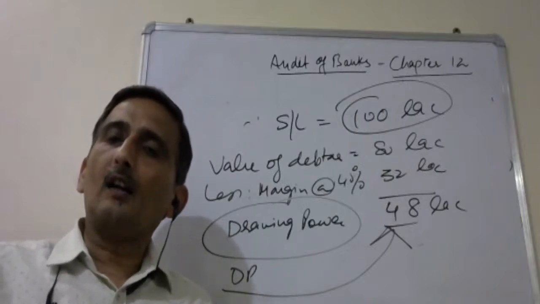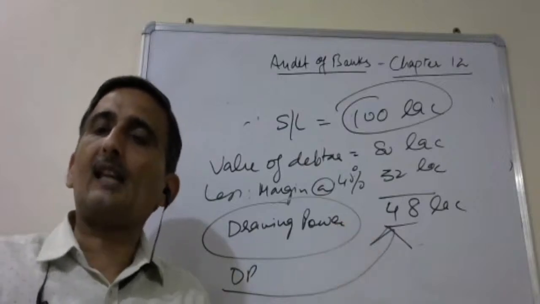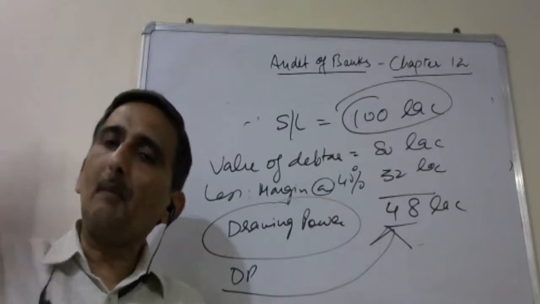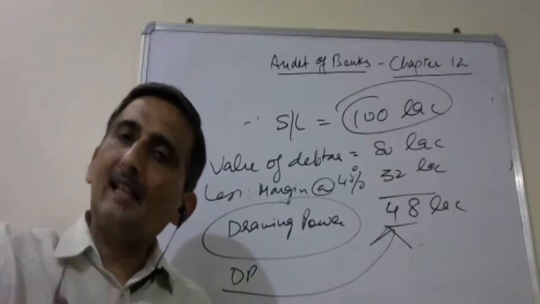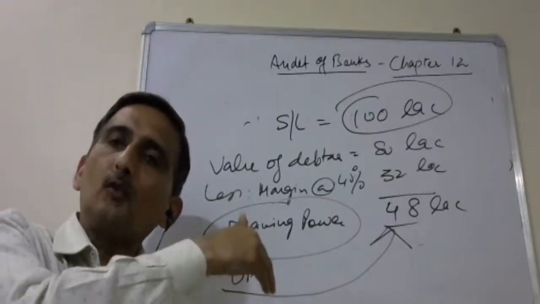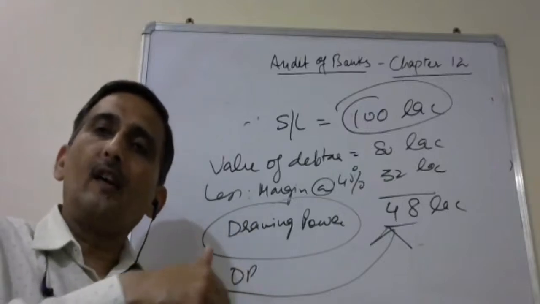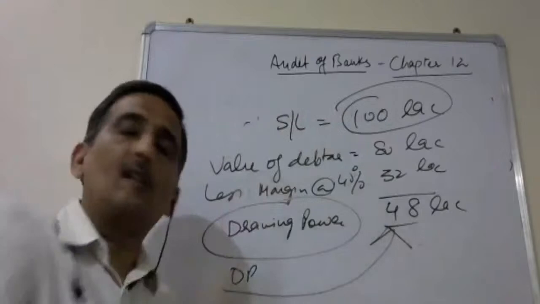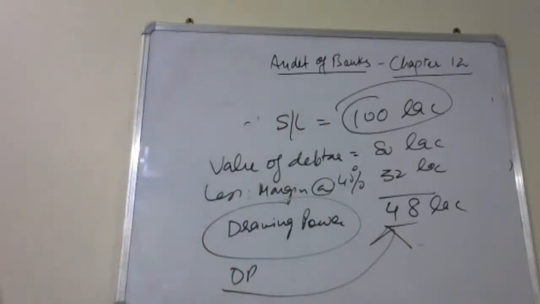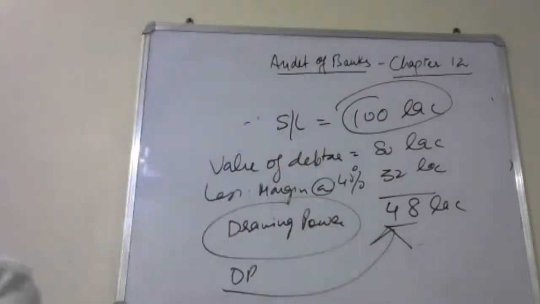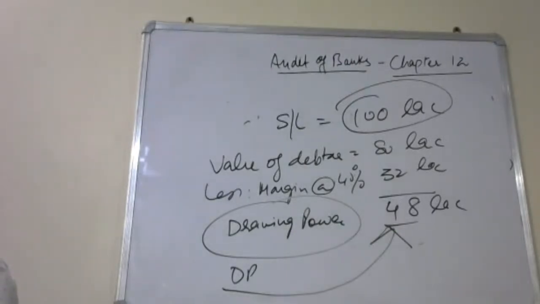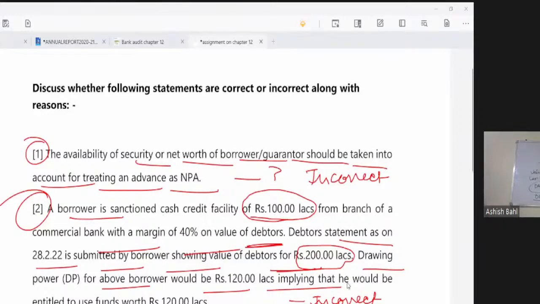Drawing limit cannot exceed the sanction limit. Sanction limit is the limit beyond which he cannot draw. If drawing power is less, he can draw up to drawing power, and if drawing power is more, he can draw up to the sanction limit. Is that clear, Rohan? Please let me know. Yes, Surbi, margin is always on primary security.